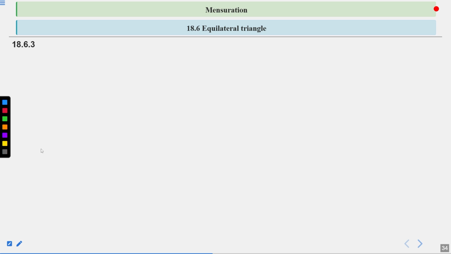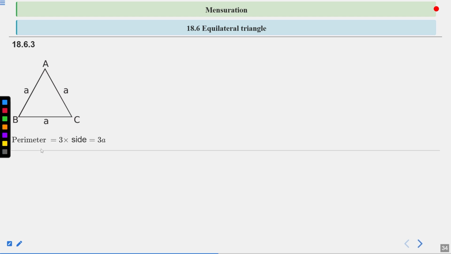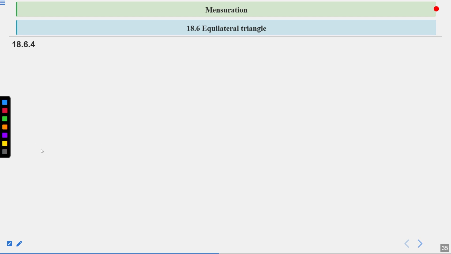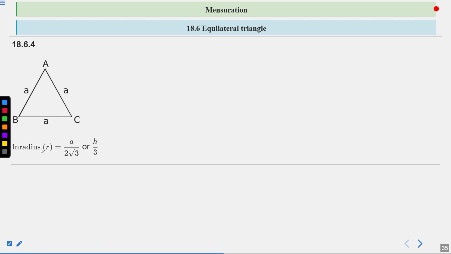Next one, 18.6.3 equilateral triangle. So this is the diagram. So the perimeter will become the sum of all the sides. So if the side is a, we can say that 3 into side, or 3a. Next one, in equilateral triangle. So this is the diagram. So the inradius of an equilateral triangle is side upon 2 root 3, or h upon 3, or a upon 2 root 3 if the side is a.